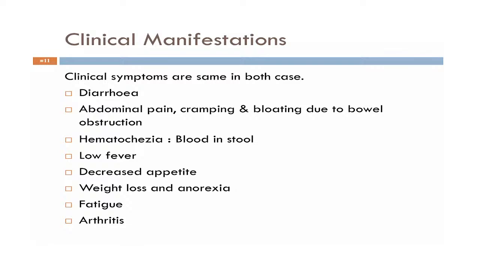Okay. Clinical manifestations: there are some common clinical manifestations which are seen in both cases. I'll say one thing about the clinical manifestations, GI bleed is rarely seen in Crohn's disease, while GI bleed is a more common feature of ulcerative colitis. Hematochezia is more commonly seen in ulcerative colitis. So diarrhea, abdominal pain, which is cramping and bloating, hematochezia, low fever, decreased appetite, weight loss, anorexia, fatigue, arthritis, all these can be common features.